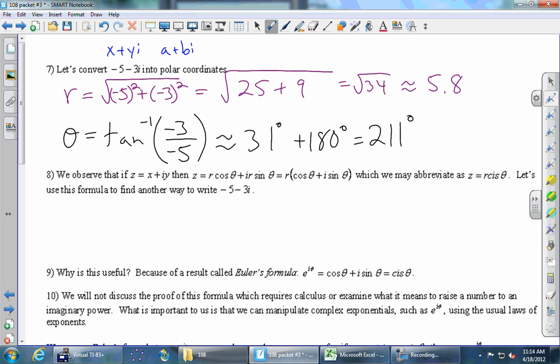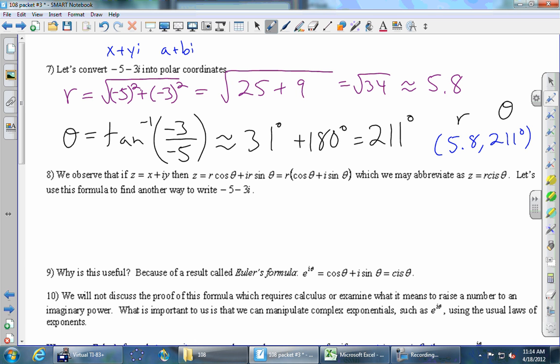This one actually doesn't, we're going to write it. We don't have a way to write the 5.8 and the 211 other than, like, the point is 5.8 and 211, just like we wrote r and theta last class. But we're going to come up with a way to write this without commas, without an ordered pair. So we're going to do that here in 8.